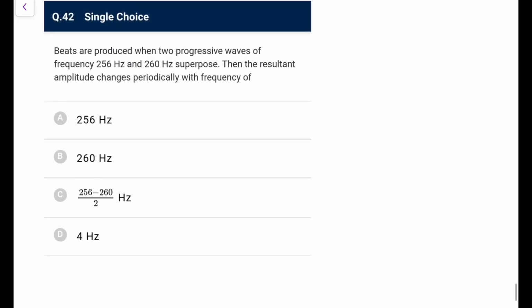Next one, beats are produced when two waves of 256 and 260 superpose. The resultant amplitude changes periodically with a frequency of, you can directly say, the beat frequency is 4 Hz.